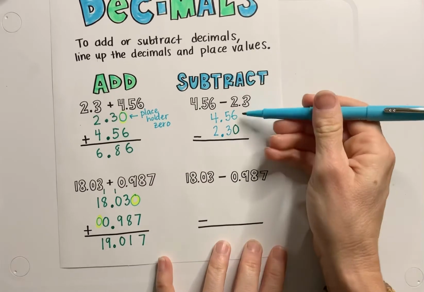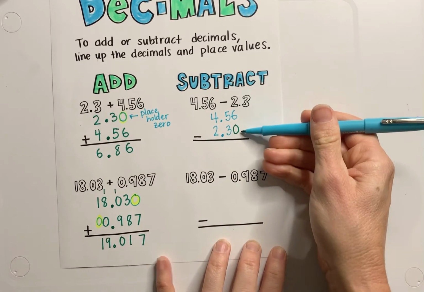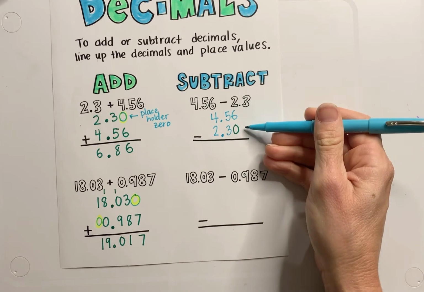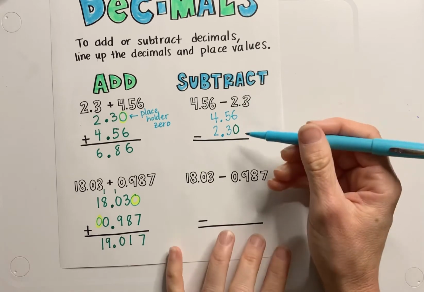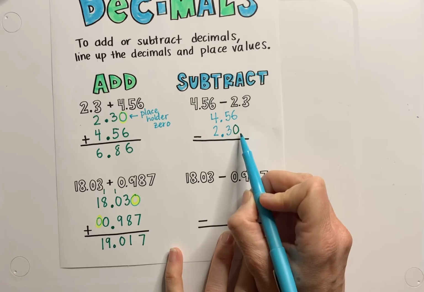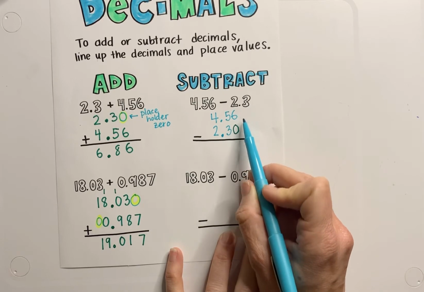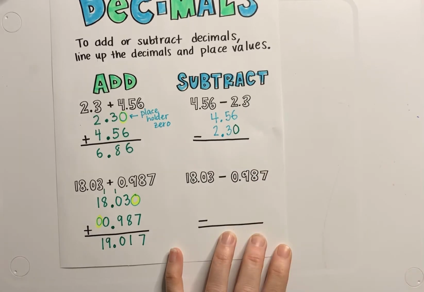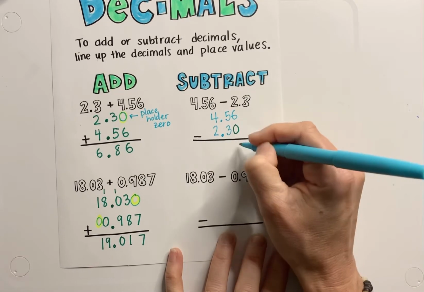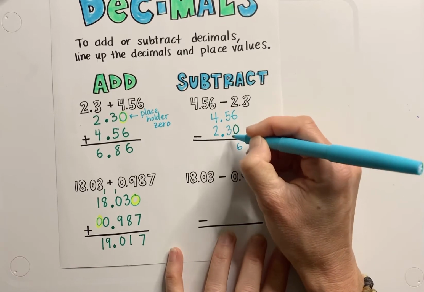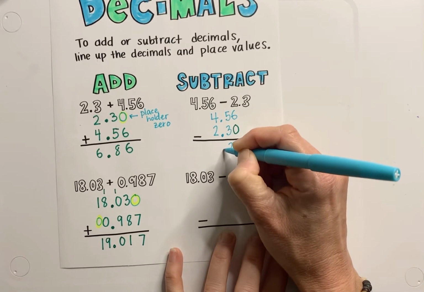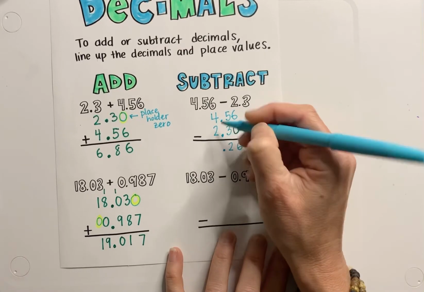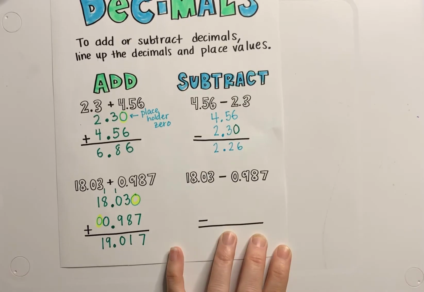I'm going to start with the top number and subtract the bottom one. A mistake I see all the time is students will subtract the top number from the bottom number. Usually we do that when the bottom number is bigger, so just be really careful of that. So 6 minus 0 is 6. 5 minus 3 is going to be 2. And I bring down my decimal point. 4 minus 2 is 2.